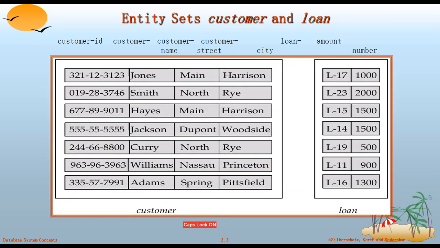For example, here we can see one table which contains the entities. Two entity sets are there, customer and loan. In customer we have customer ID, customer name, customer street and customer city. And in the loan entity we have loan number and amount.